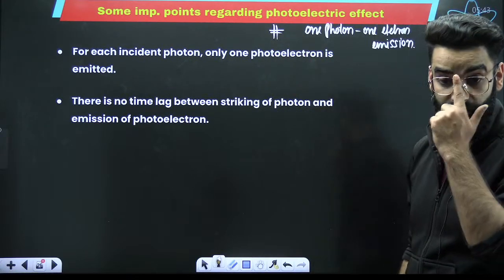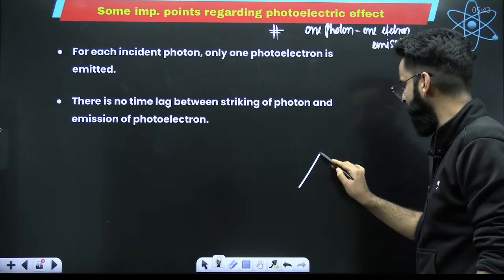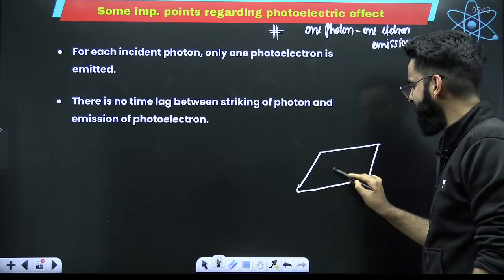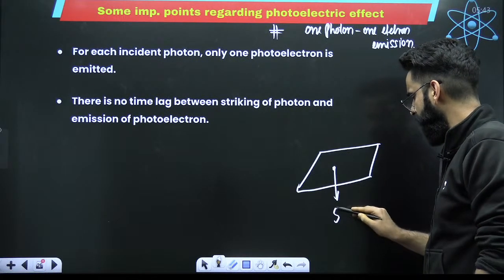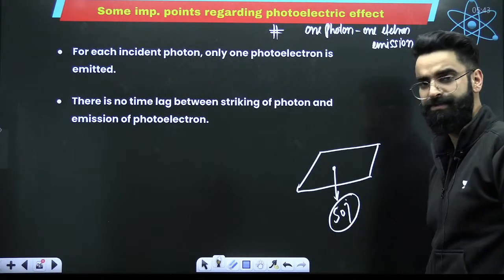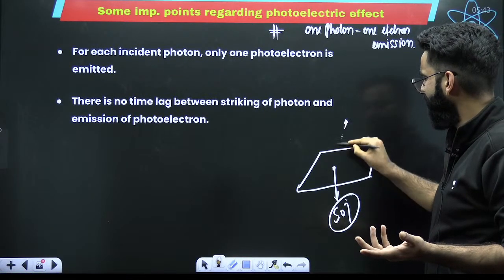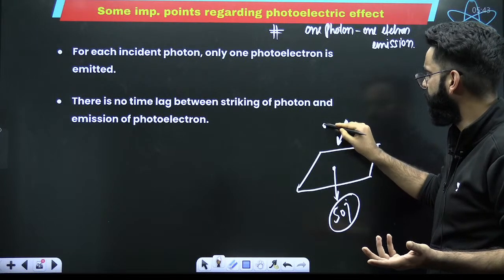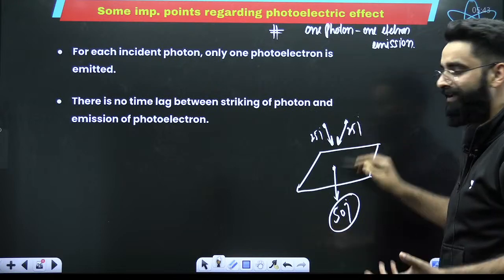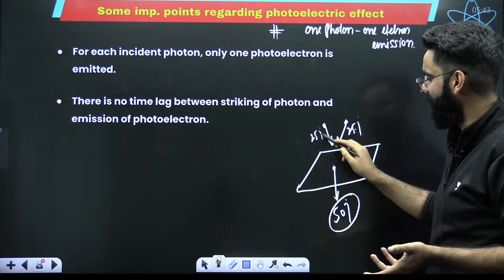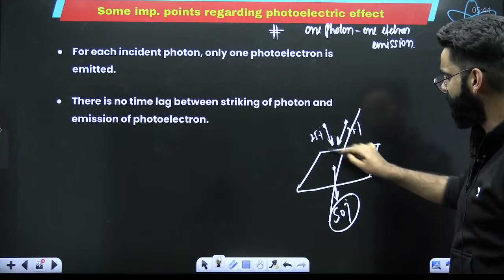Why is this important? Try to understand. You might think in this way: let's say this is the electron. In order to take the electron out, you have to give around 50 joules, right? Now you must be thinking, let's make sure that two photons are incident on this, one carrying 25 joules, one more carrying 25 joules. You might be thinking 25 plus 25 is 50, and that 50 is enough to take this electron out. But my dear students, this is not the case here.